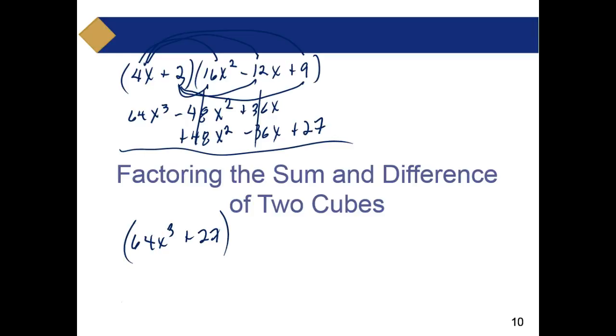So guess what? We have the sum of two perfect cubes. And we got them from multiplying two things together. Because you multiply that times that, and you got this. So therefore, we can go the other way and factor this into those two that we began with.